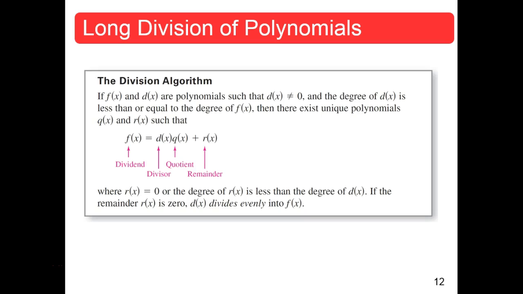Okay. If the remainder r of x is 0, then d of x divides evenly into f of x, and they form factors. d of x and q of x are factors only if that r of x is 0. And again, the other way you could write this is divide everything by d of x. Write it as f of x over d of x is equal to q of x plus r of x over d of x. That works too.